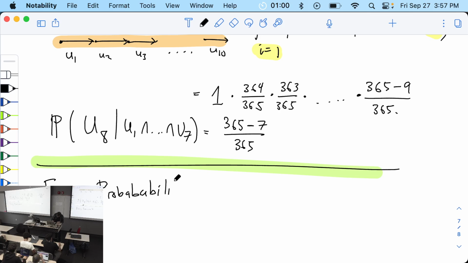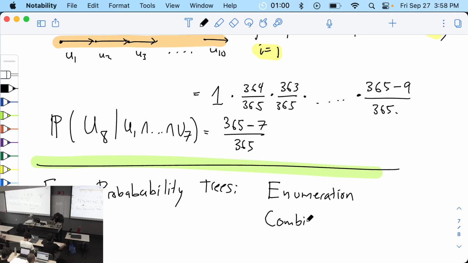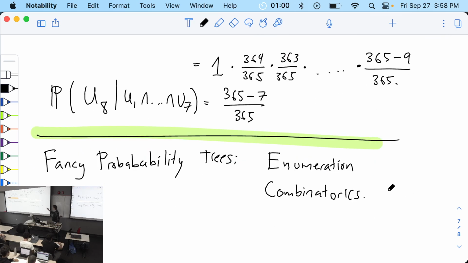Fancy probability trees. This is what happens when your probability tree is too big to write everything down, but you can imagine it, and by imagining it in the right way, you can roughly count things up. So you can say, oh, it does this and then that. Sometimes people call this enumeration. Enumeration is a fancy word for counting things up. And sometimes people call this combinatorics, although combinatorics is a bunch of other things as well. But part of combinatorics is enumeration.